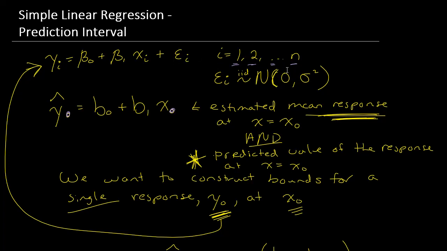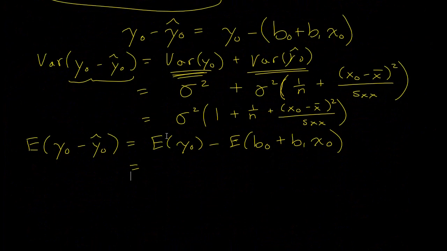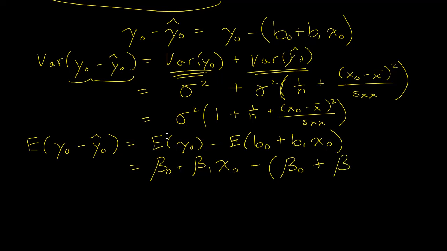Because of this assumption where the mean is 0, the expected value of y naught is just the intercept plus the slope times x naught. Let me go ahead and write that down: the intercept plus the slope times x naught, minus the expected value of b naught, which is unbiased, so that's beta naught, plus the expected value of b1, which is also unbiased, so that's beta 1 times x naught. And we notice that these are exactly the same thing being subtracted from each other, so they cancel out and you get 0.